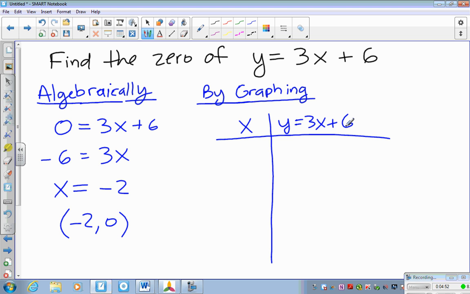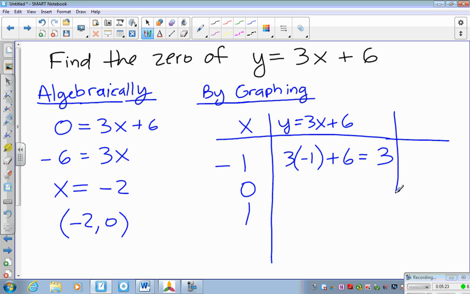Pick some x values. Pick at least 3. I require at least 3 because if you only do 2, you might draw a line and think it's right, but if you get 3 and they don't all form a line, that means something was wrong. So I usually try to pick positive and negative, so -1, 0, 1 are great ones to do. If I plug in -1, I get 3 times -1 plus 6. That's -3 plus 6, which is +3.